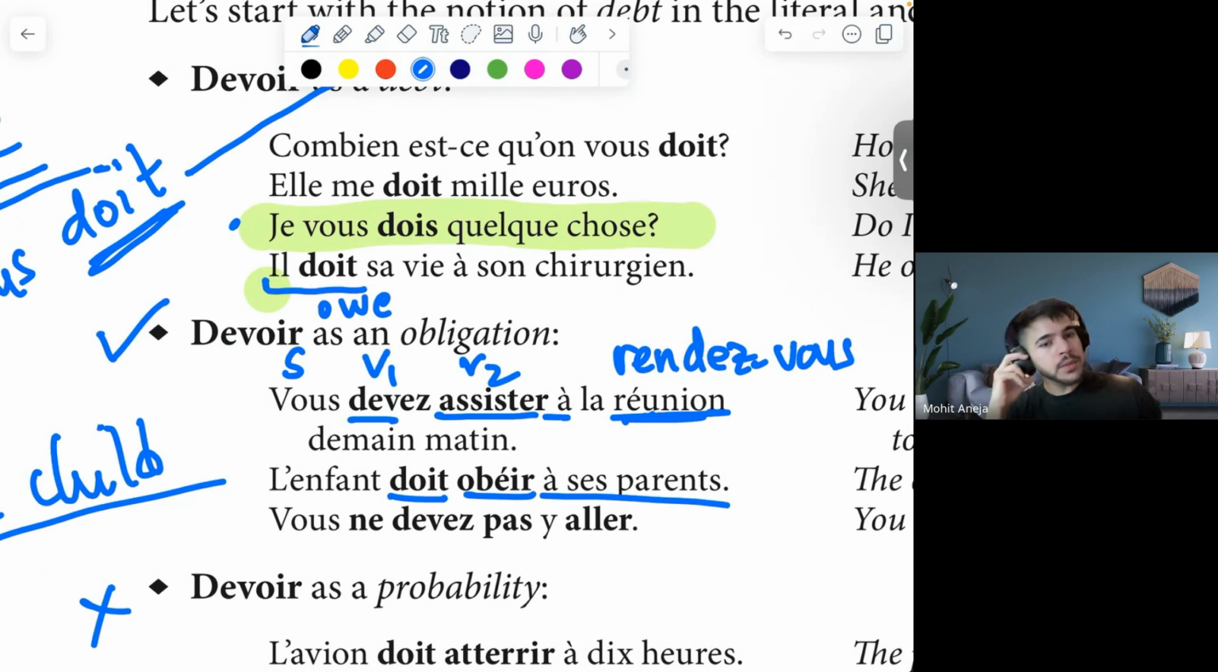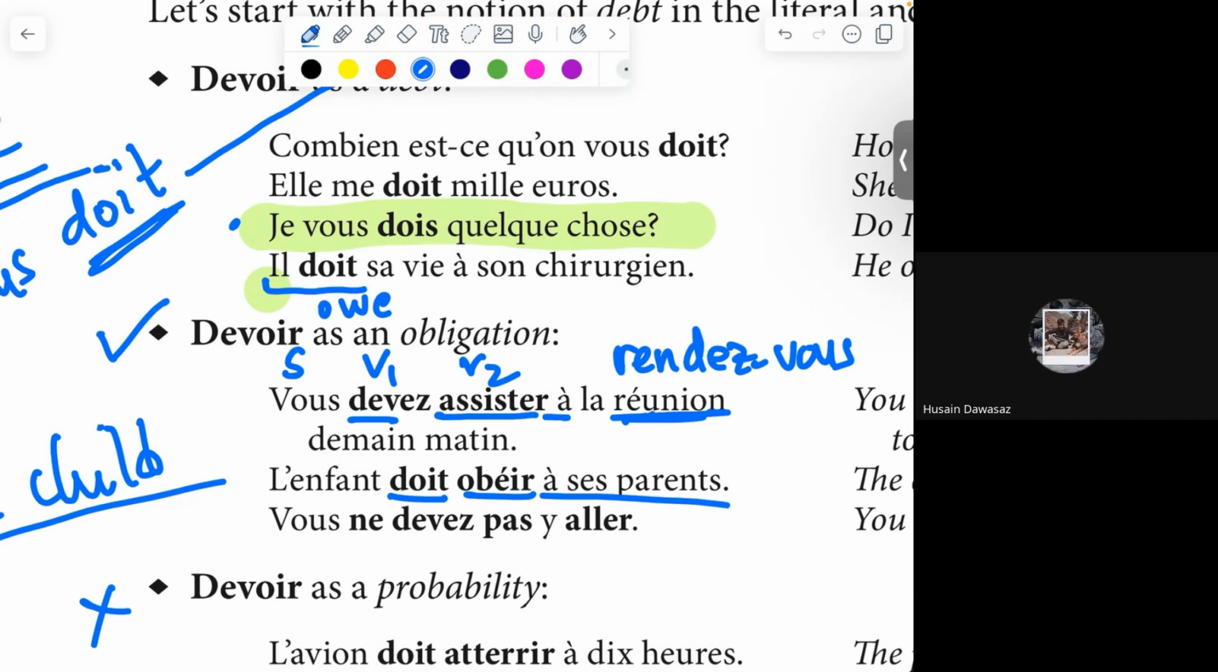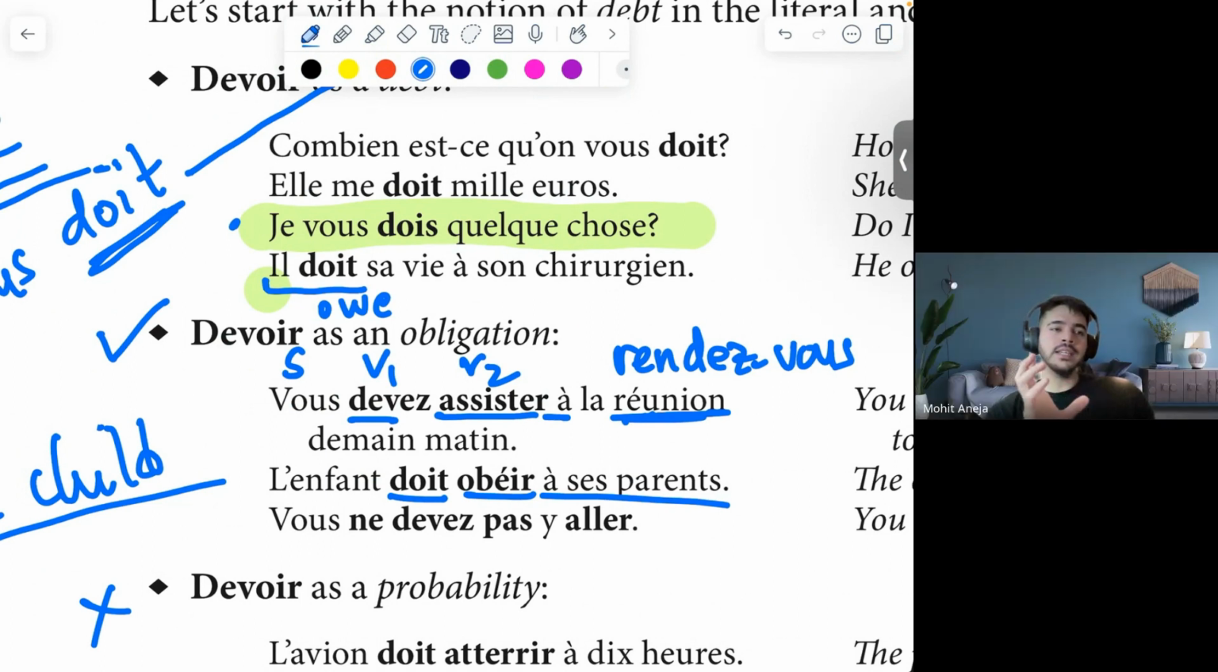Someone tell me the meaning. He owes his life to his doctor, or he owes his results to his teacher. Like he's thankful to get the results, like the life, and he owes the rest of the life to the doctor or the marks to the teacher. Exactly. So we're trying to say whatever he has received right now is because of the thing or the person we're talking about. He otherwise wouldn't have received that thing.